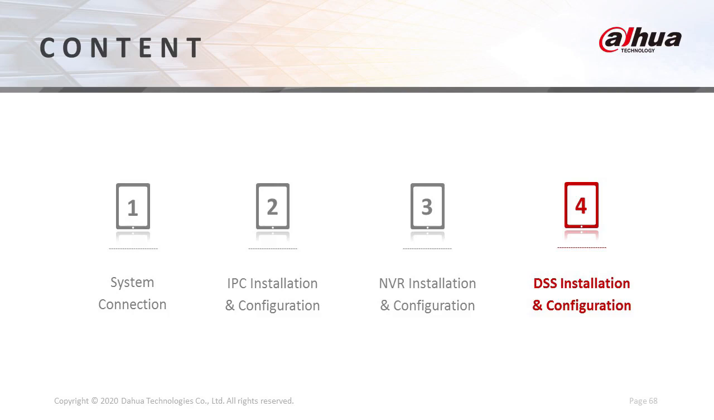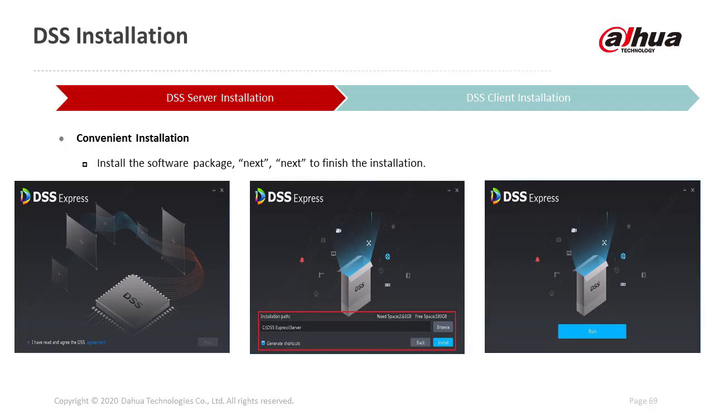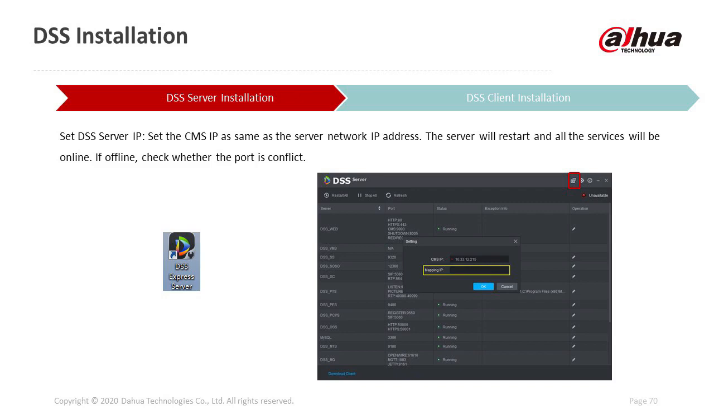The last part is DSS installation and configuration. Here we take the DSS Express as an example, which is common for small solutions. First, install the DSS server. Set DSS server IP. Set the CMS IP as same as the server network IP address. The server will restart and all the services will be online.